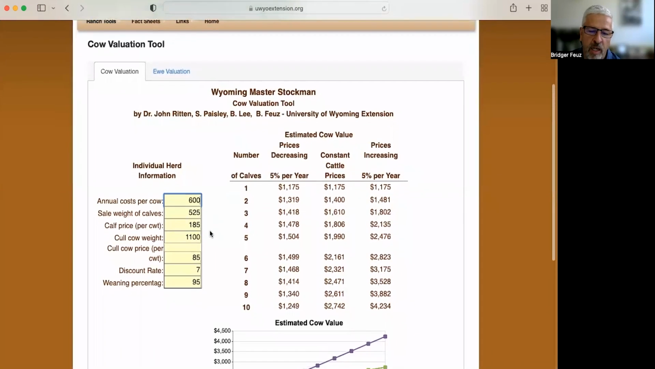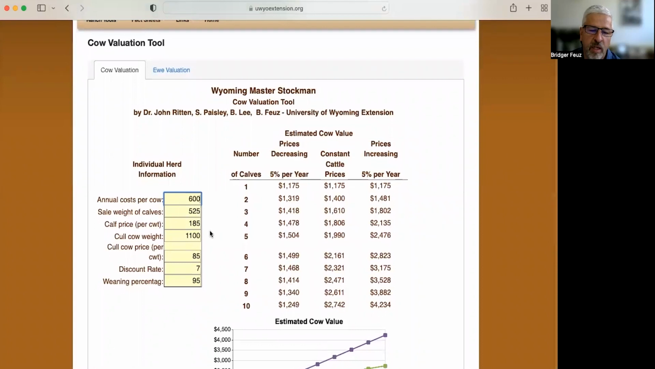Then you enter the sell weight of your calves. How much do your calves weigh when you sell them? You enter the current calf price. In this example, we have them in there at $185. Then you enter your cull cow weight. We have this one at 1,100. Cull cow price, 85 cents is what we have in this example.